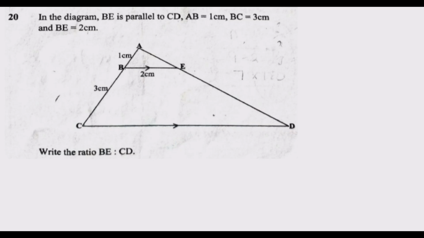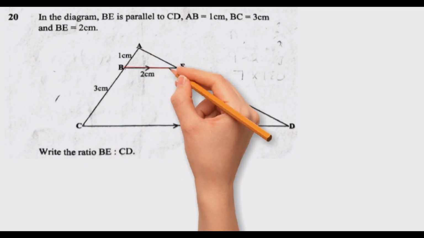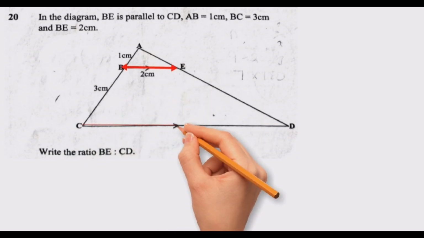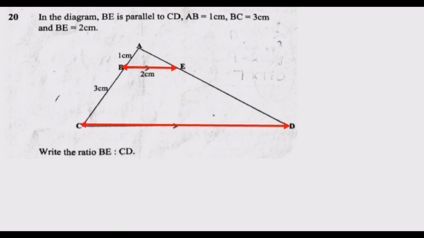So once you have studied the diagram, then you can go to the actual questions. The actual question is, write the ratio BE to CD. Okay, BE to CD. So first thing, let's identify these two sides. We have got BE there and we've got CD there. Those are two sides.